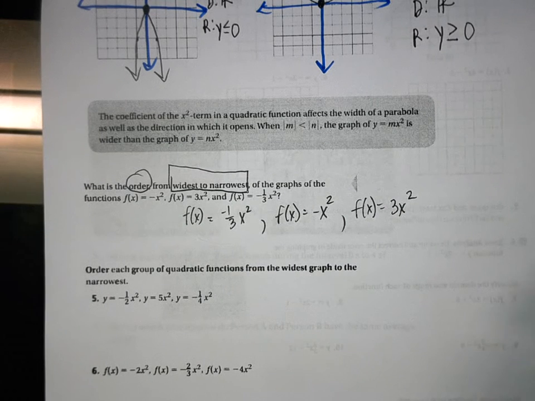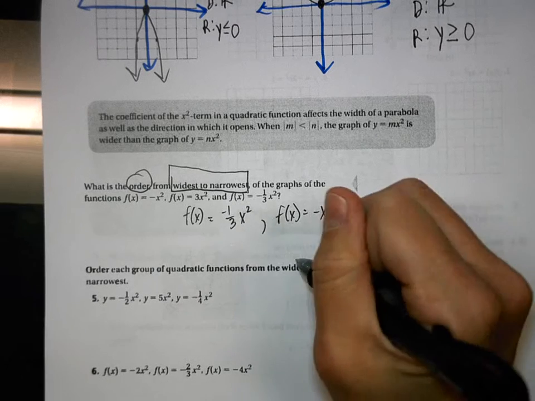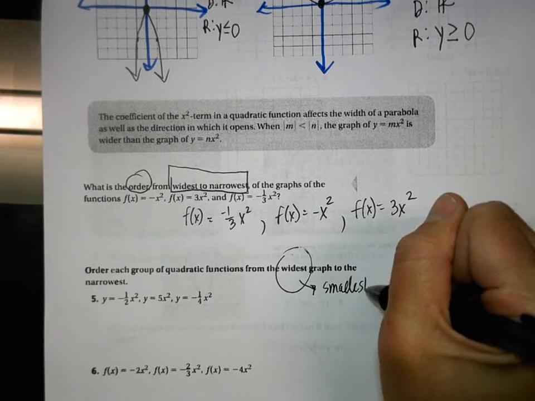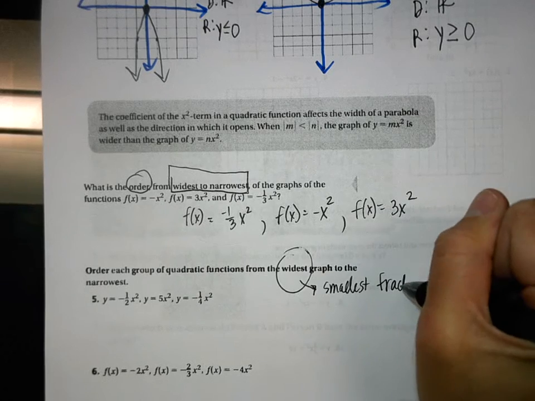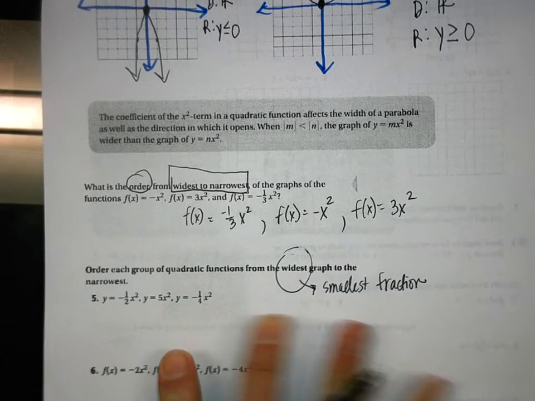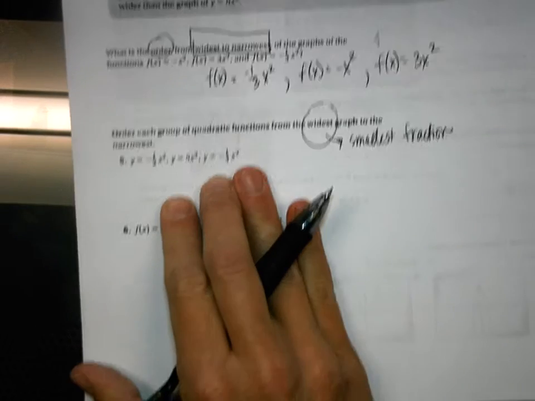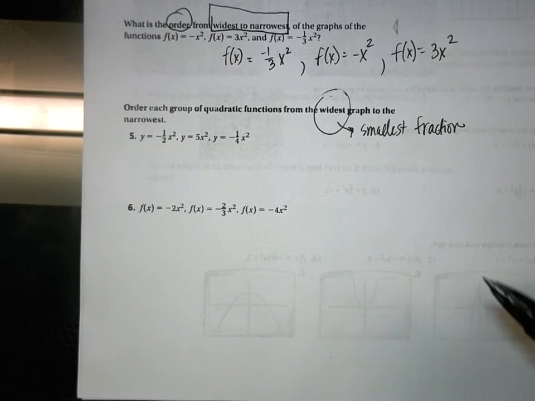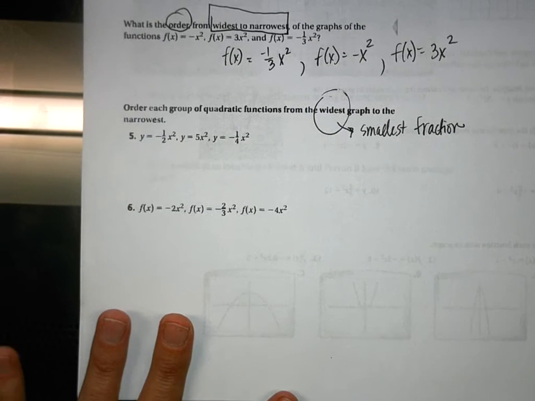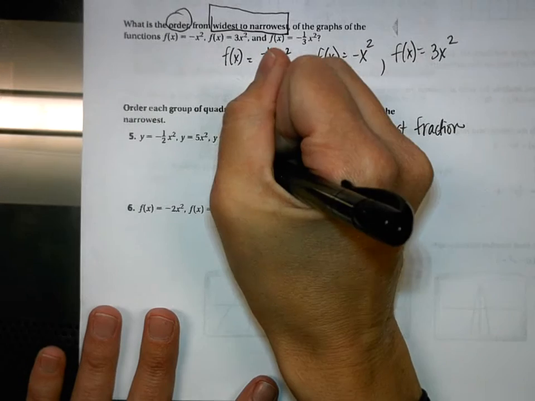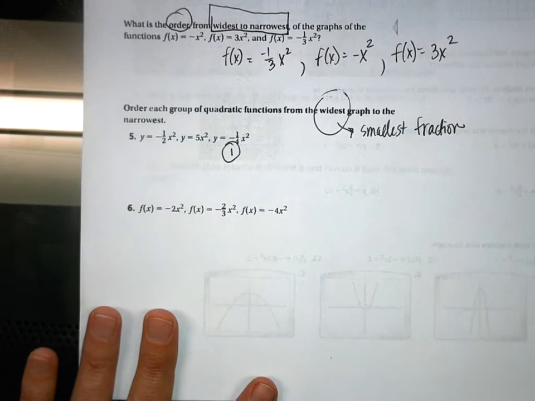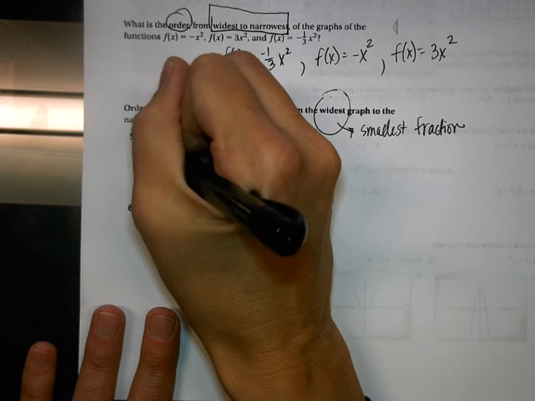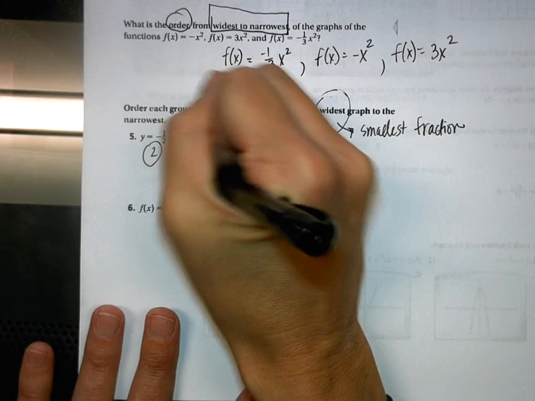Okay, again, we said that the widest is going to be your smallest fraction, correct? So do you see here how you have multiple fractions? Which one is the smallest? 1/4. So that would be our widest function. Okay, so on these, I'm just going to number them. So that would be number 1. What would be number 2? Good? And the third one would be our 5x squared.